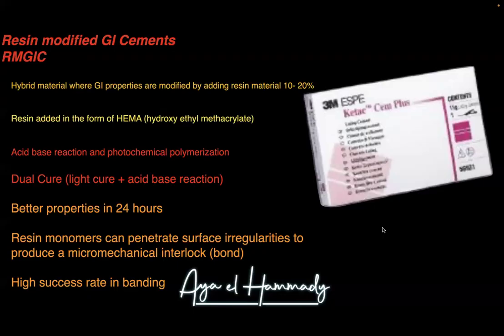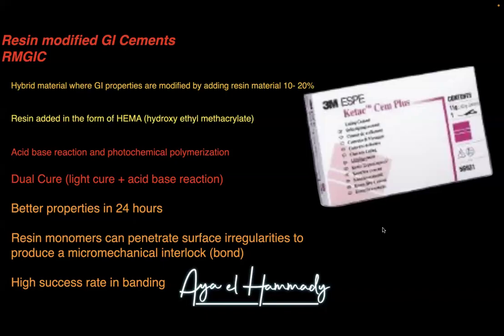Resin modified glass ionomer. The resin modified glass ionomer, you know that it has a problem, which is less release of fluoride. It releases fluoride, but not in as great an amount as the glass ionomer itself. Why is it the best?